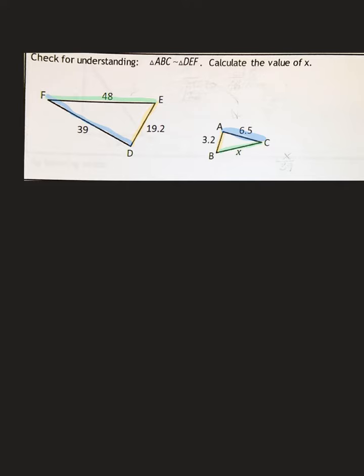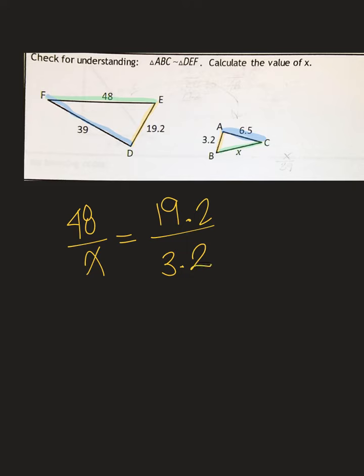So we need to have the X, and you can do 48 over X equals 19.2 over 3.2. And notice that I just did my big triangle to my small triangle, big triangle to small triangle. So as long as you're matching up the same way each time, you should be fine and able to create your proportion to then solve.